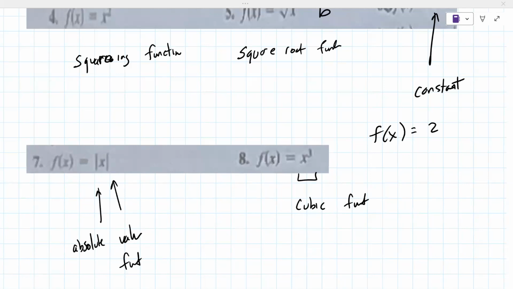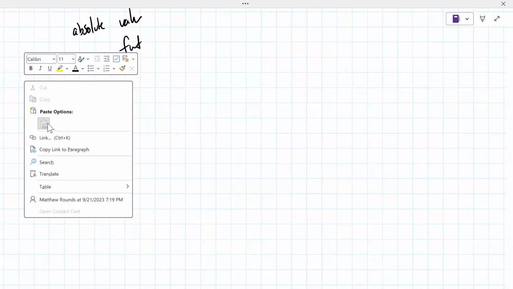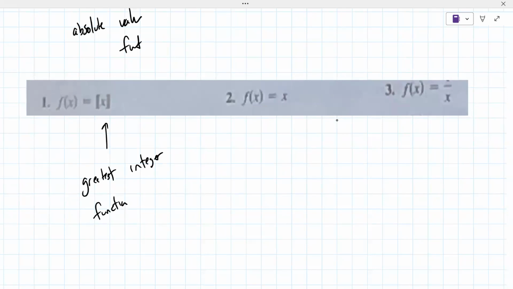Okay. All right, so let's look at number 1 and number 3. All right, so number 1 is called the greatest integer function. Yeah, it's the greatest integer function. And then the one on the right here is called the reciprocal function. Yeah, reciprocal function.